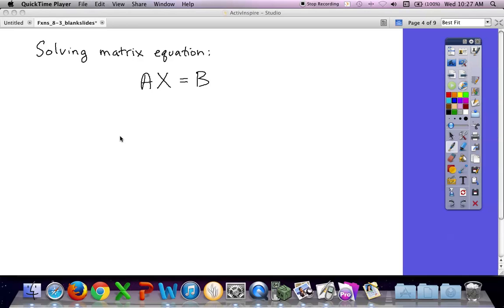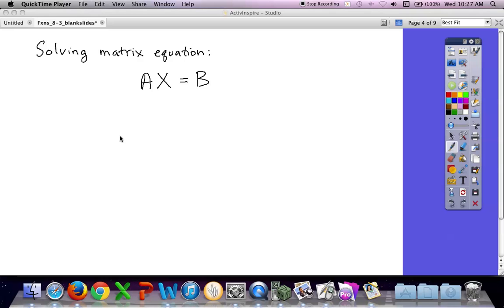Okay, this is the matrix equation that we're really interested in being able to solve, right? A, X, and B are all matrices, and we want to solve for the variable matrix X. Except normally, when we see something like this as an algebra equation, we're going to think, I'm going to divide by A. But we can't divide by A, right? We're not allowed to divide matrices.